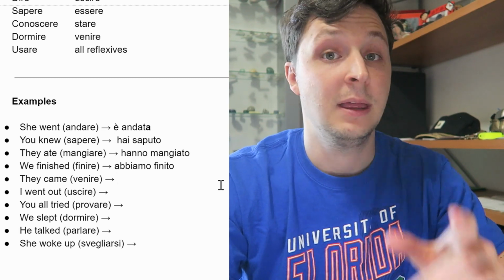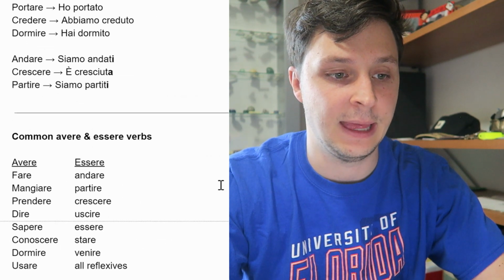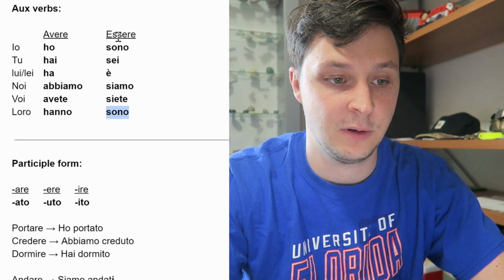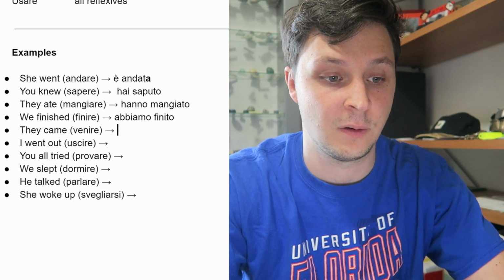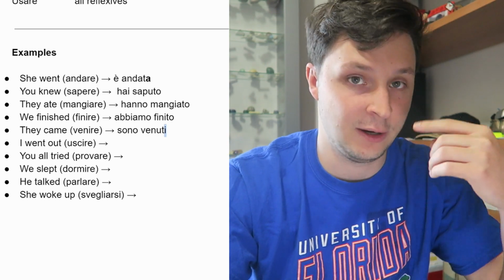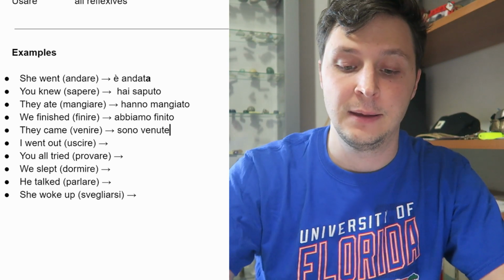They came. This time it's essere, auxiliary. So what's they for essere? Here's essere, here's they, it's sono. Similar to this one. But with the agreement, we know the difference. So sono venuti. So this way we know it's plural and there is at least one male in the group. If it was all females, it'd be sono venute.